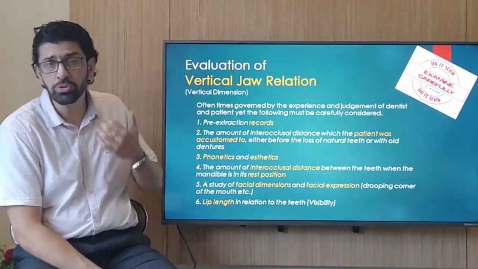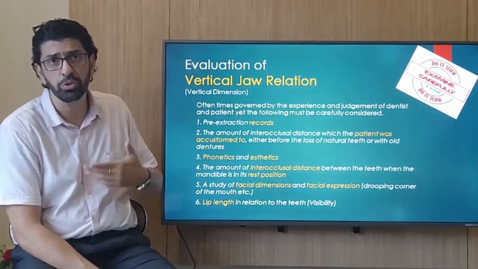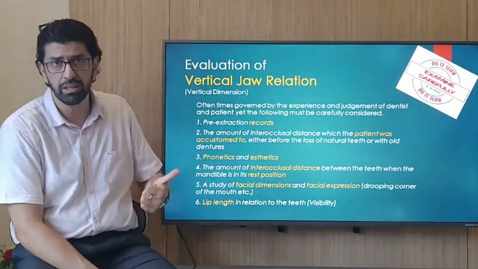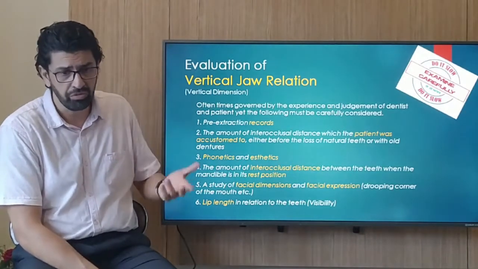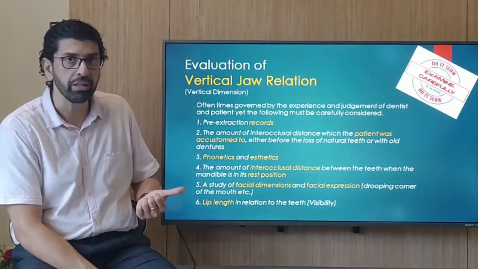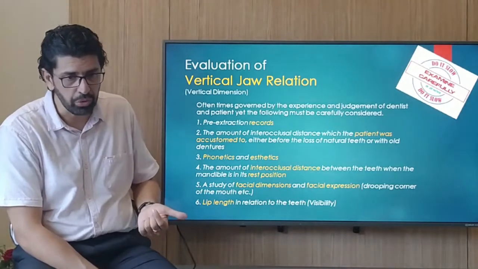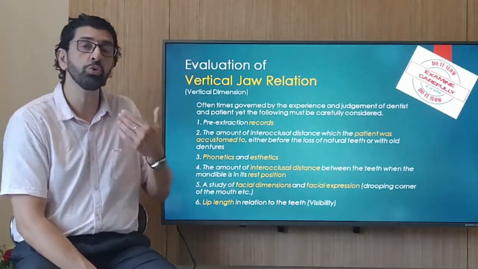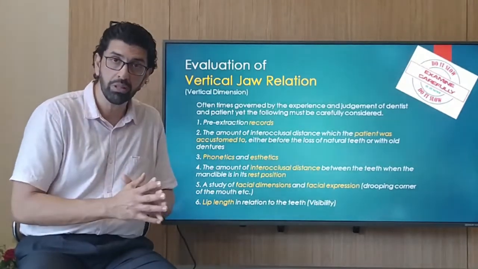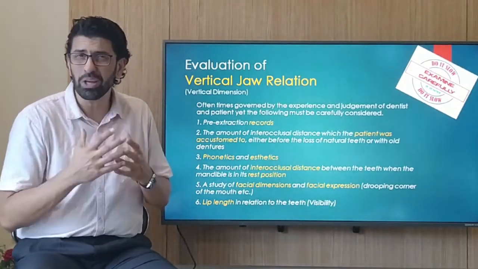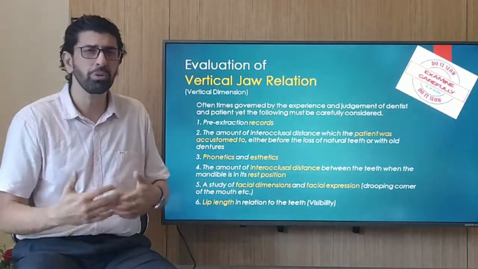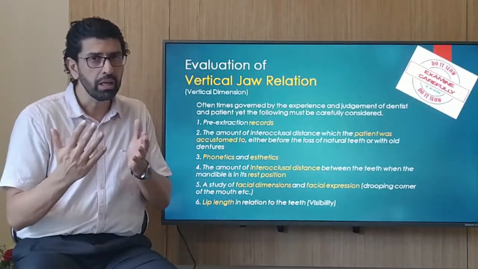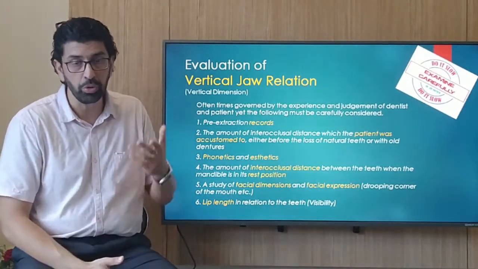Most of the time it's the dentist who's going to make the judgment of whether the vertical dimension is fine. But you can also use a lot of aids. One is pre-extraction records. The other is that if the patient has an old denture, he's used to a certain occlusal vertical dimension, and you cannot go very far from that most of the time because the patient will not accept it. So you can judge with that. This is another good indicator.